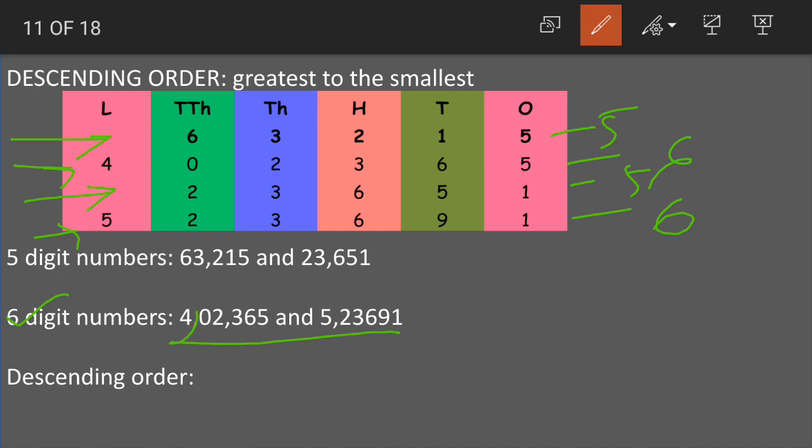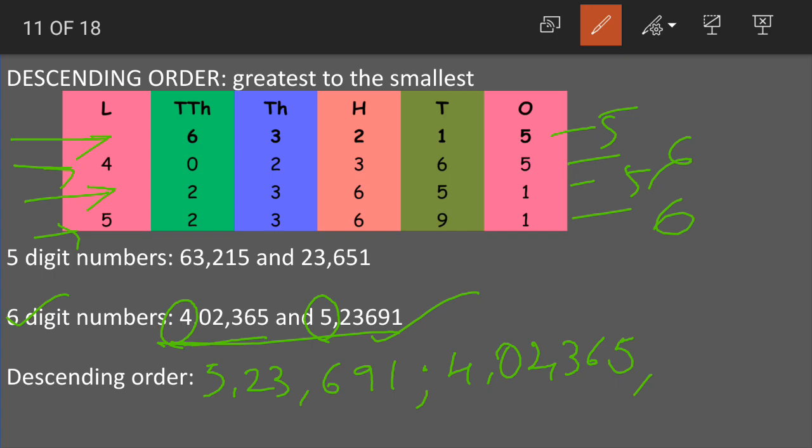Now let us compare the first digit, which is in the highest place value. Which one is the higher number, children? 4 or 5? 5. So 5,23,691 becomes the greatest number among all these four. Then we are having the next 6-digit number, 4,02,365. After we have completed 6-digit numbers, we will compare the 5-digit numbers.